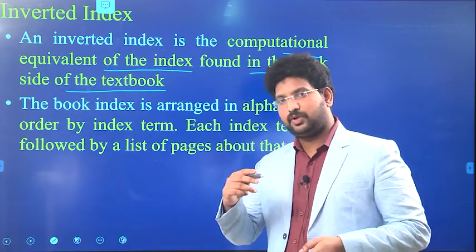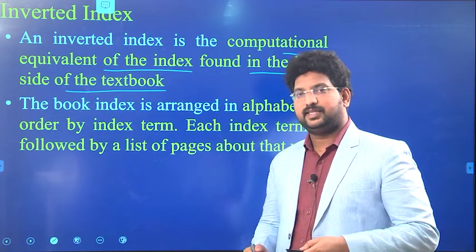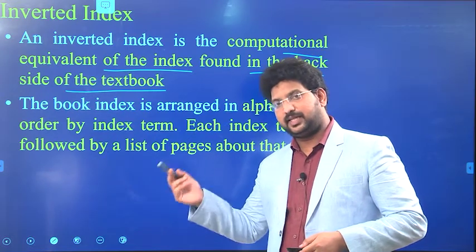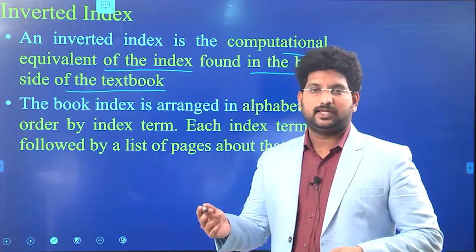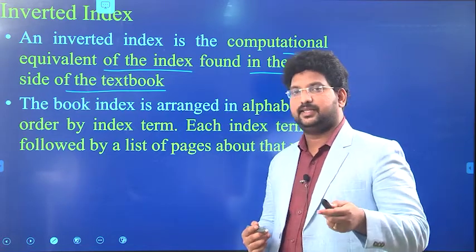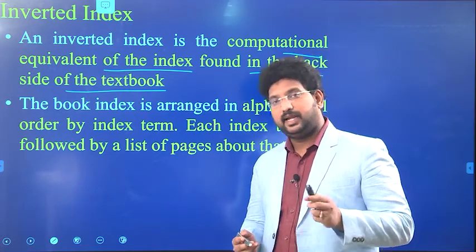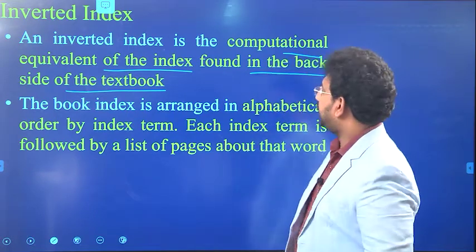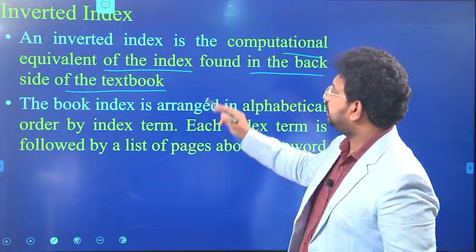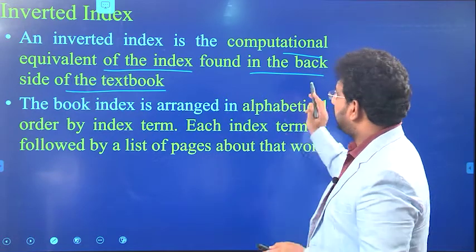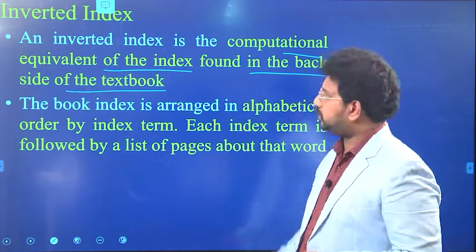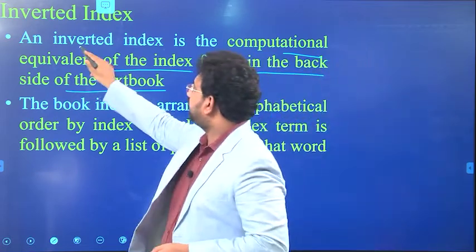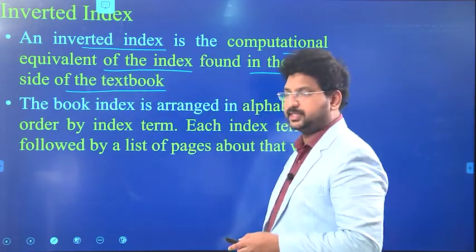A textbook has indexing at the front and also at the back. At the starting of the book you will have the table of contents, and at the end the book also has an index. That index we simply call an inverted index. Here, the computational equivalent of the index found at the back of the textbook is what we simply call an inverted index.